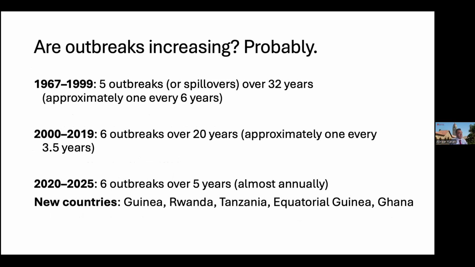So what we can see at 50,000 foot view is that outbreaks may be increasing. From 67 to 99, there were 5 outbreaks over 32 years. So that's every 6 years. From 2000 to 2019, there were 6 over 20 years, so about every 3.5 years. 2020 to 2025, there were 6 outbreaks over 5 years, and in new countries that had never had Marburg virus outbreaks before: Guinea, Rwanda, Tanzania, Equatorial Guinea, and Ghana.